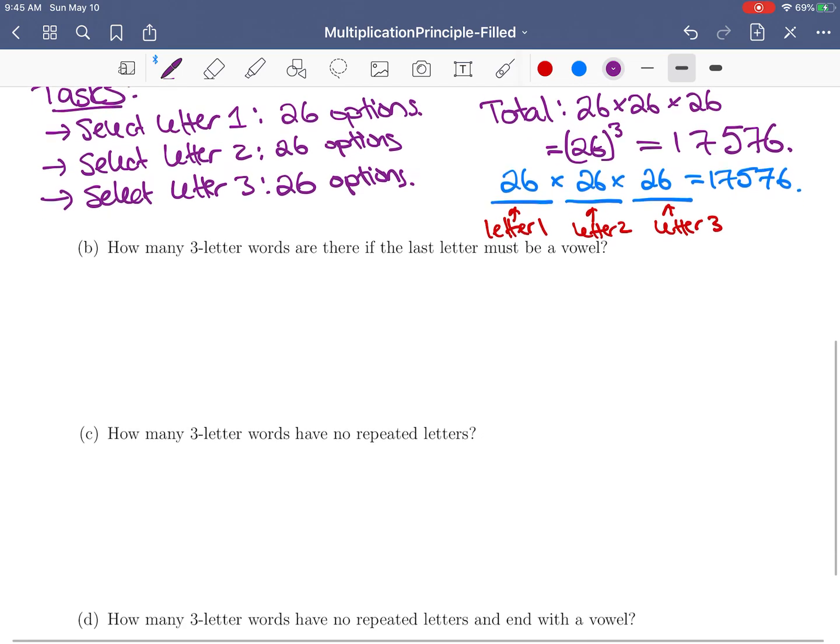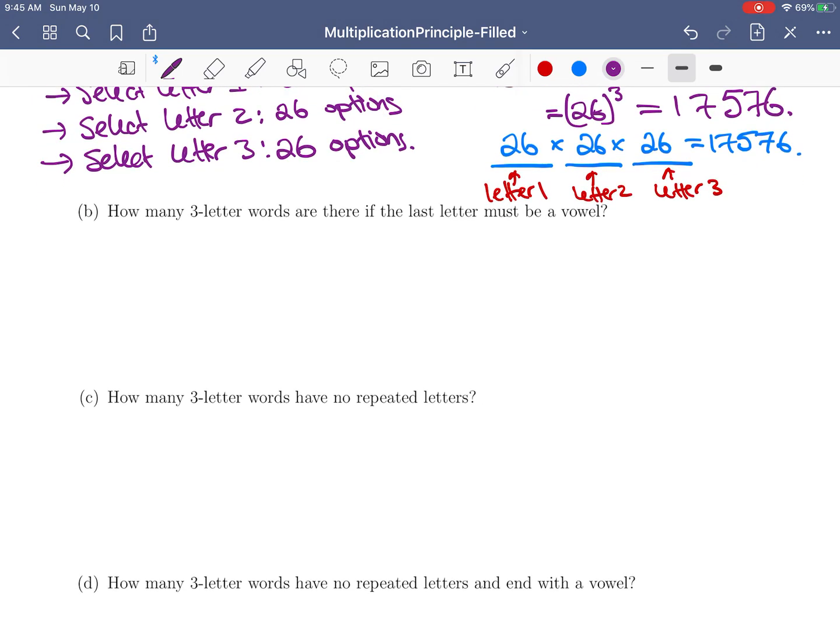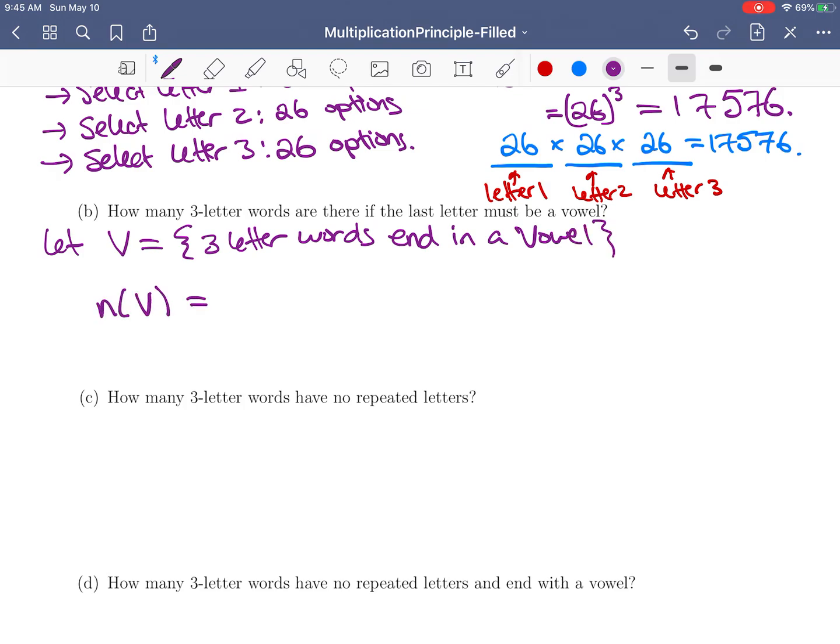How many 3-letter words are there if the last letter must be a vowel? Now, to try and use our set theory, I'm going to define some notation. Let V be the set of 3-letter words that end in a vowel. Then what we're looking for is the number of things in V. And obviously we don't want to write them all out because there's actually lots of them.